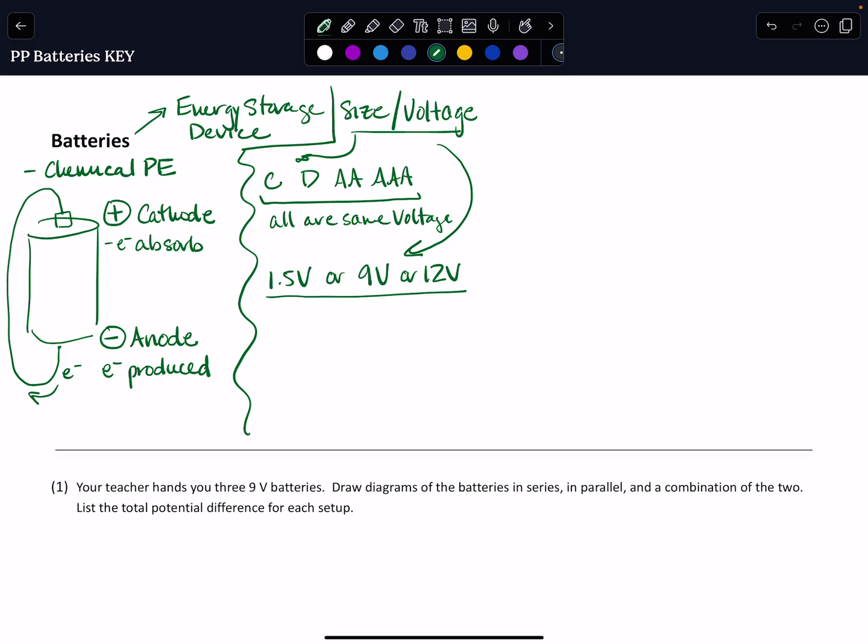So when it comes to brightness, the ability to light up a light bulb, for example, or make an electronic run, the 9 volt battery is going to be stronger than the 1.5 volt battery, and then the 12 volt will be even stronger than the 9 volt battery. So basically, if you have more voltage, you have more electrical potential energy per coulomb of charge.